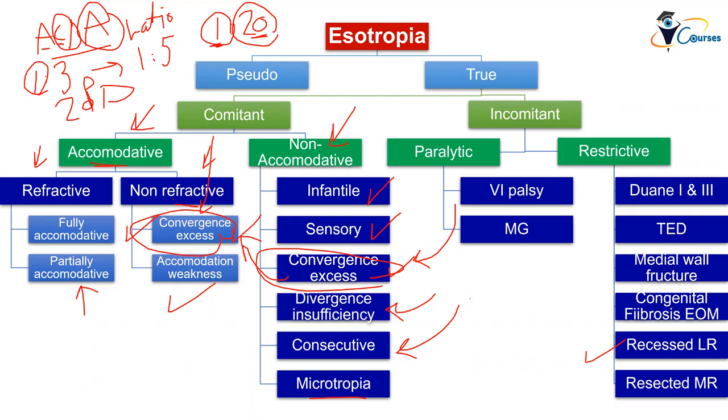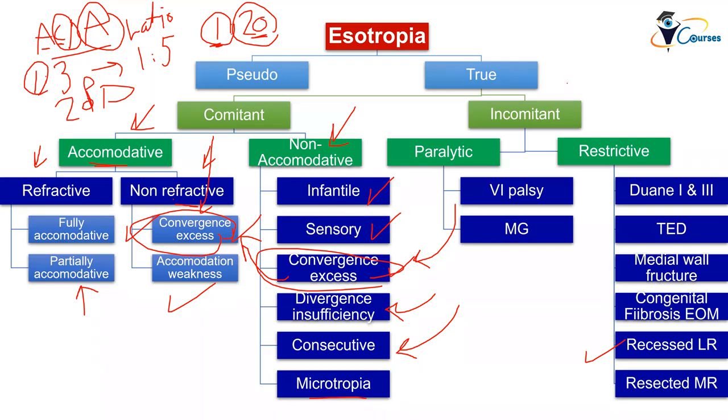We will come to your questions. We will discuss them in the relevant chapters or relevant sections, so just wait for me. I'm just giving you the broad picture or broad classification. Okay, so this is just for the comitant esotropia.